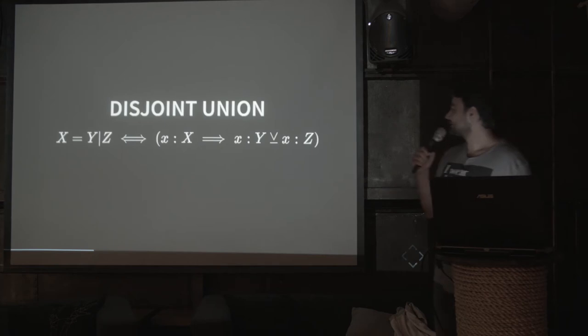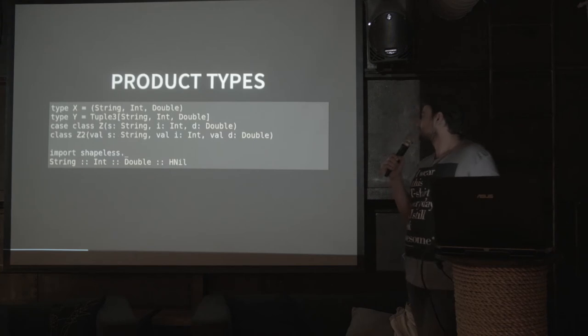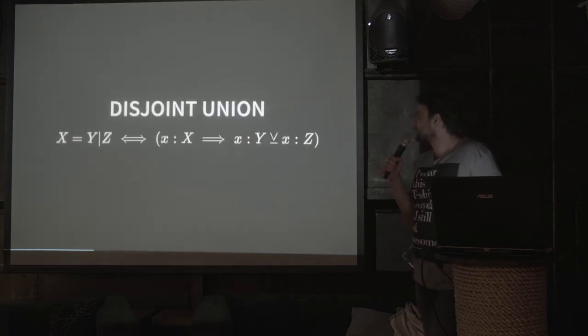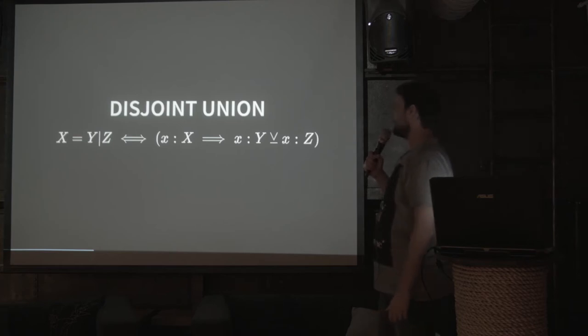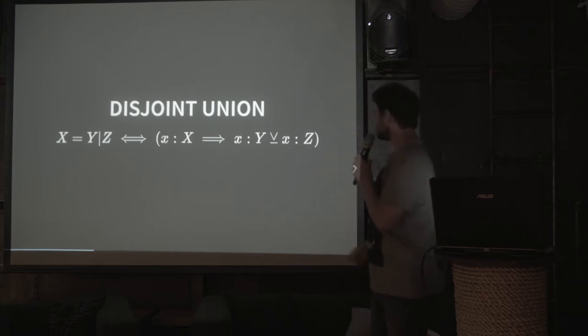Once we have the product defined, we might think about product as basically multiplication of types. So when we have multiplication, we might also want to have addition. And one such addition is disjoint union. Disjoint union basically means we have some type x, which is something that is either of type y or of type z, not both of them at once. This is an exclusive alternative right here.